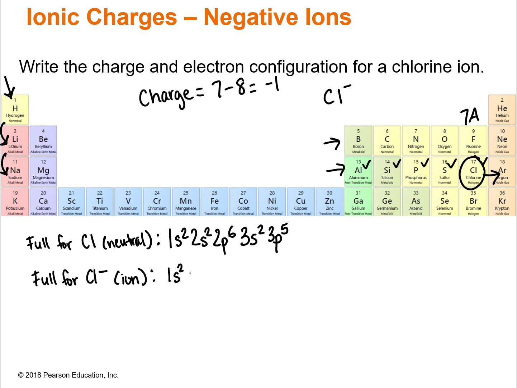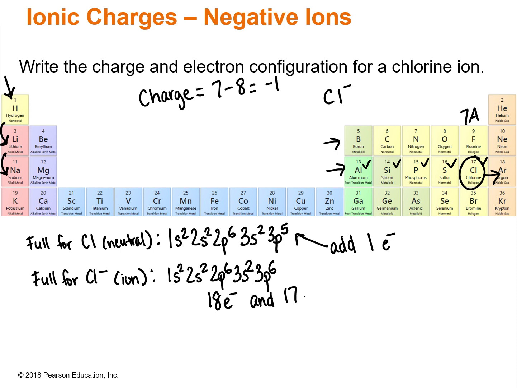So we're going to write out 1s2, 2s2, 2p6, 3s2. All of that is the same. But we're going to add 1 electron to complete the p sublevel. And now that means that we have 18 electrons and 17 protons. So we have a -1 charge.